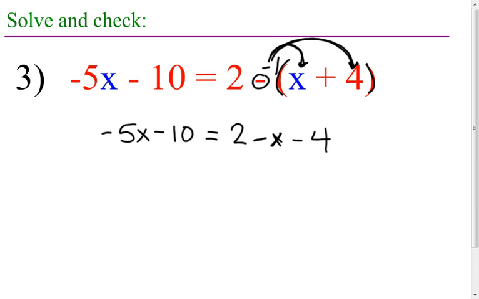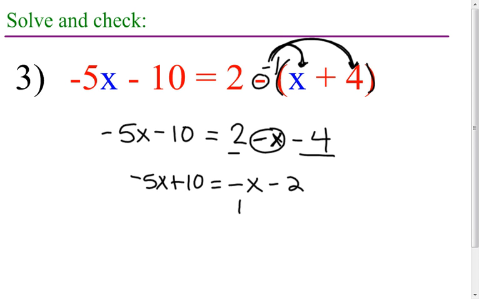Now I'm going to combine my like terms. So on my right, I have this negative x right here. And then I have 2 plus negative 4, and 2 plus negative 4 makes negative 2. And now I want to get everything with an x on it on one side and everything without an x on it on the other. So I will add x.